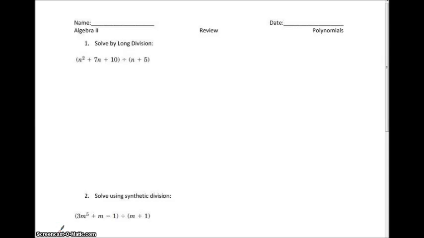Okay, Algebra 2, this is your review over polynomials. The first problem wants you to solve by long division. This is where you think back to when you were in elementary. And so you put what you're dividing by on the outside. So n plus 5 goes here.